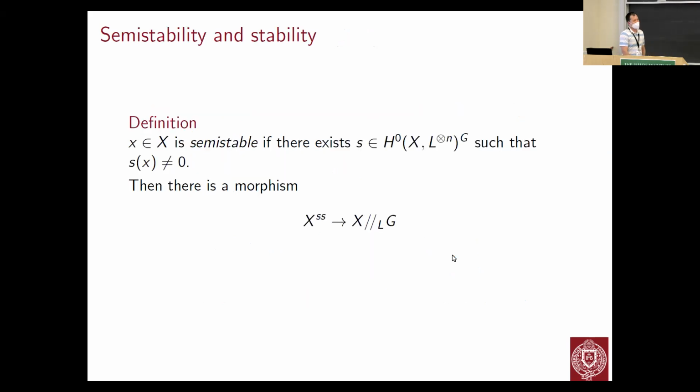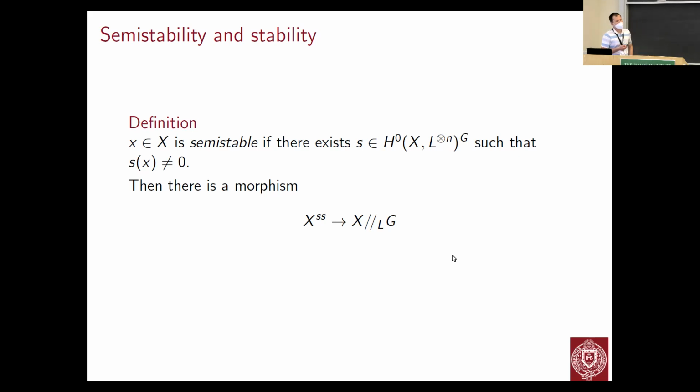Okay, so we get around that by making a definition. You define what's called the GIT semi-stable locus to be the set of points where you've got at least one non-vanishing invariant section. Okay? Then you do get a morphism from the semi-stable locus down to your quotient. Okay, so we solved that problem by defining it away.